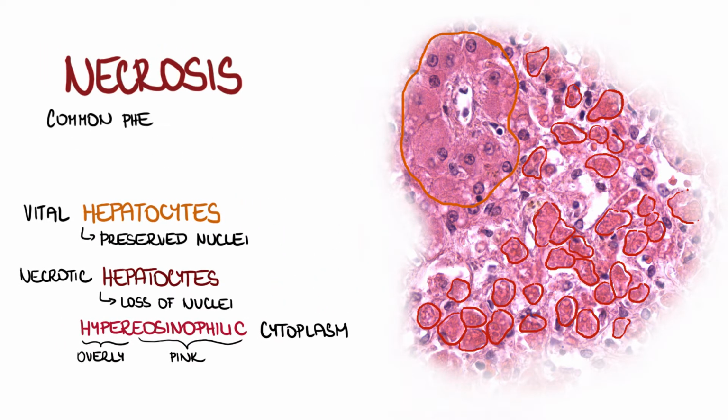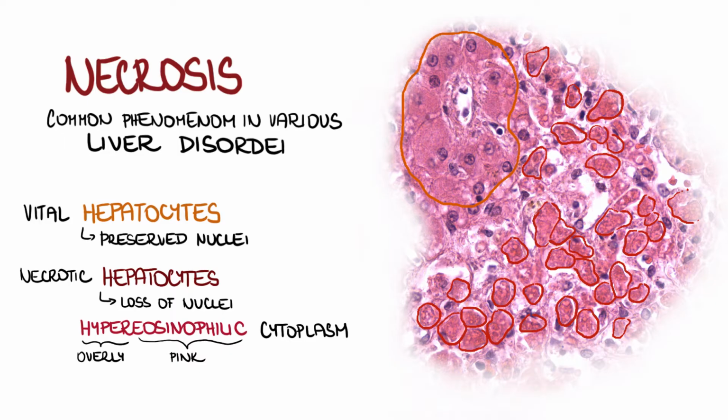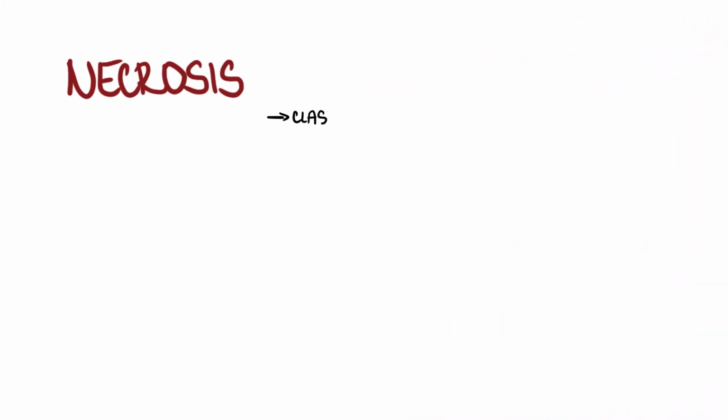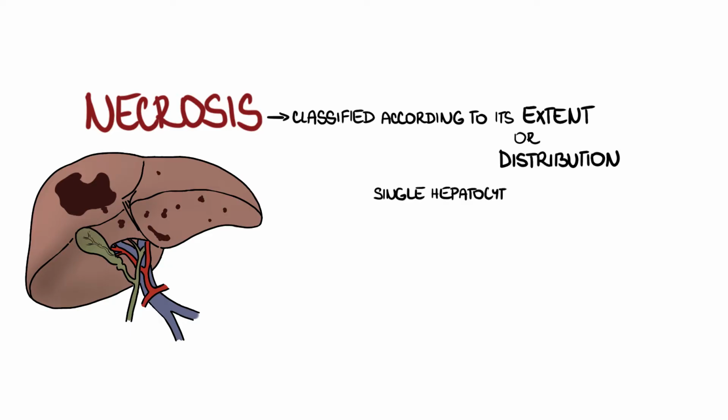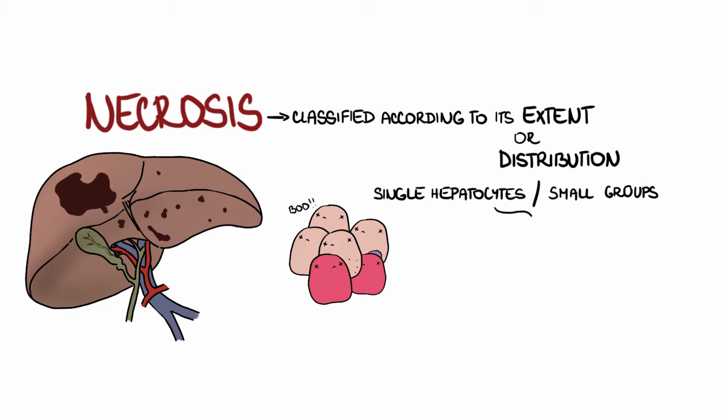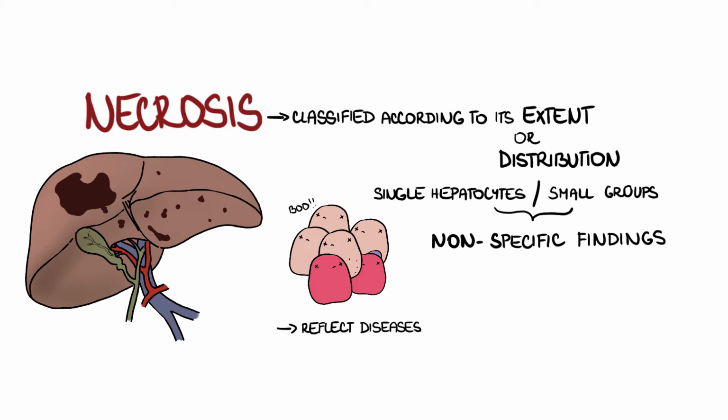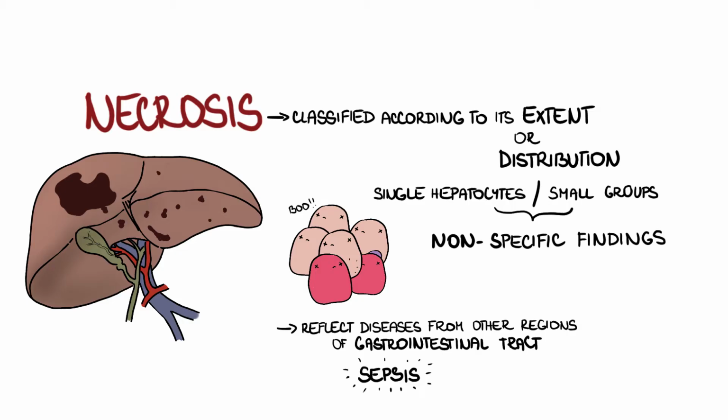Necrosis represents a common phenomenon in various liver disorders. It can be classified according to its extent or its distribution within the liver lobule. Individual necrosis of single hepatocytes or necrosis of small groups of hepatocytes are nonspecific findings accompanying many liver diseases. They may also reflect diseases from other regions of the gastrointestinal tract or systemic conditions such as sepsis.